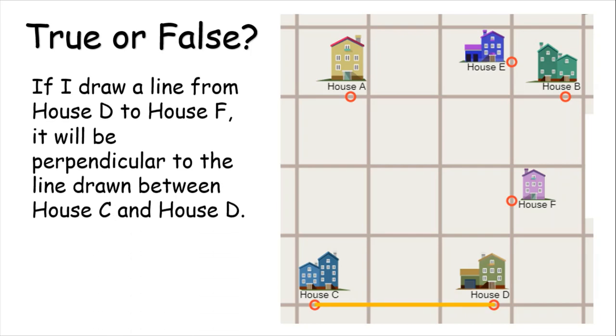Right, true or false? If I draw a line from house D to house F, it will be perpendicular to the line drawn between house C and house D. So if I drew a line from the green house D down here to F, the purple house, it would be perpendicular to the yellow line that I've already drawn. Have a think about it for a moment. I'll pop the line in a second. Okay, so here's the line. Is that perpendicular? True or false? Are those lines perpendicular?